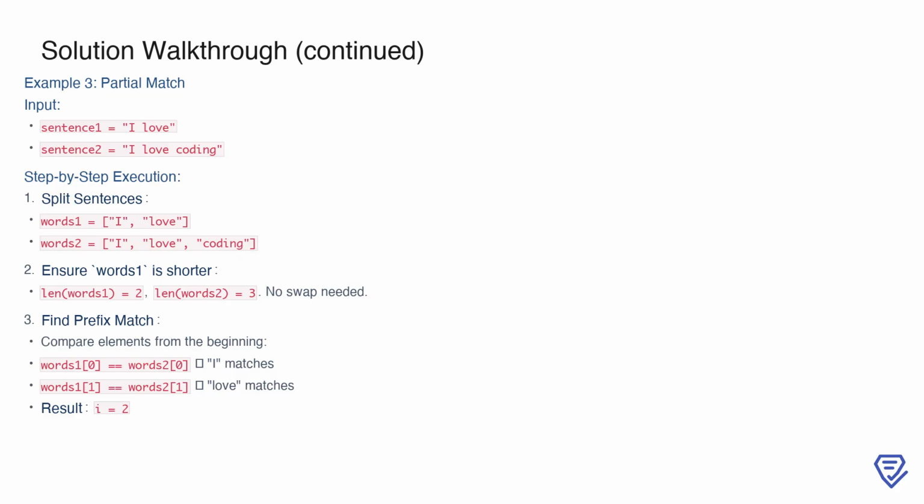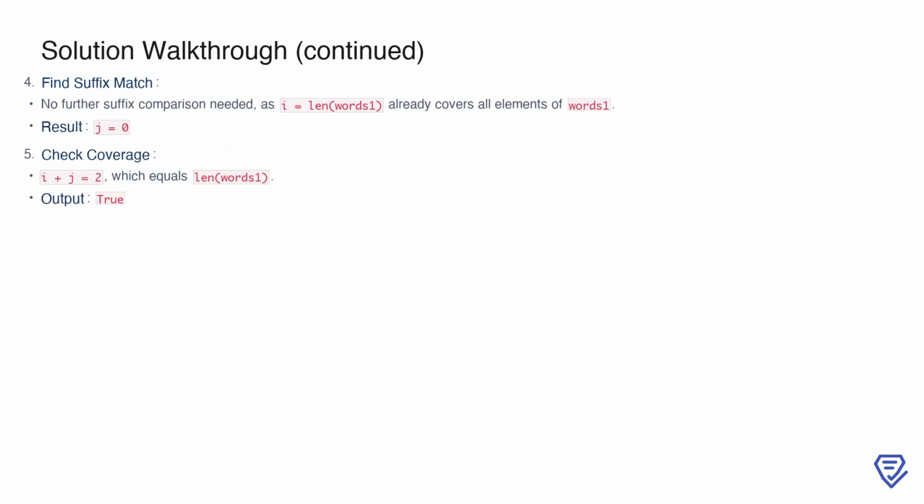In the third example, the input sentences are "I love" and "I love coding". Splitting these gives words 1 as [I, love] and words 2 as [I, love, coding]. Since words 1 has 2 elements and words 2 has 3, no swap is necessary. We then proceed to find the prefix match. Comparing elements from the start, "I" matches in both lists, followed by "love", which also matches. This means the prefix match length is i equals 2, as all elements of words 1 are part of the prefix of words 2. For the suffix match, no further comparison is needed because the prefix already covers all elements of words 1. As a result, the suffix match length is recorded as j equals 0.